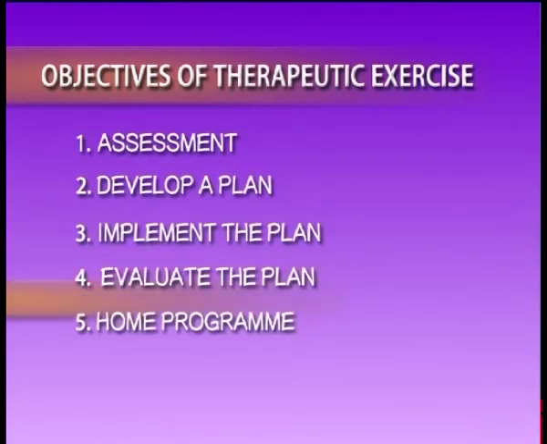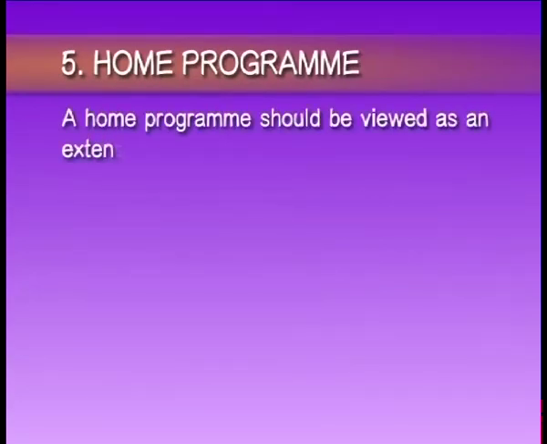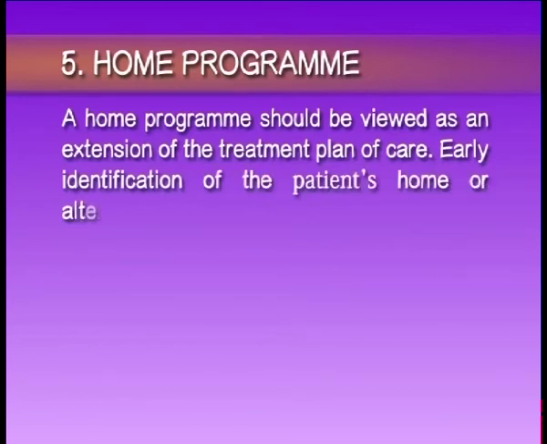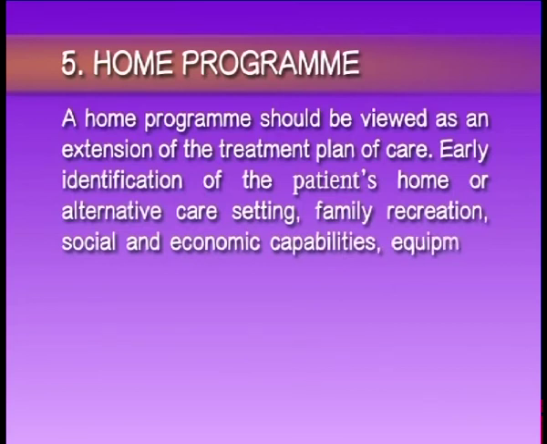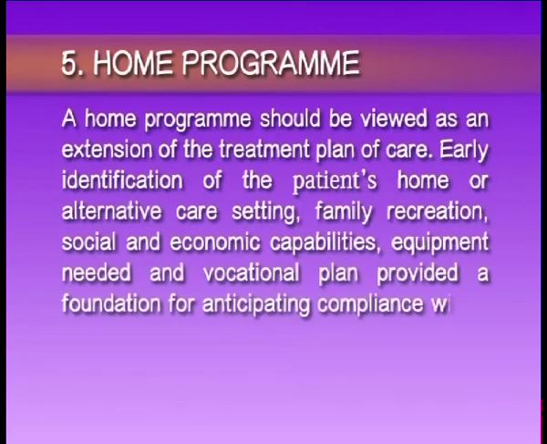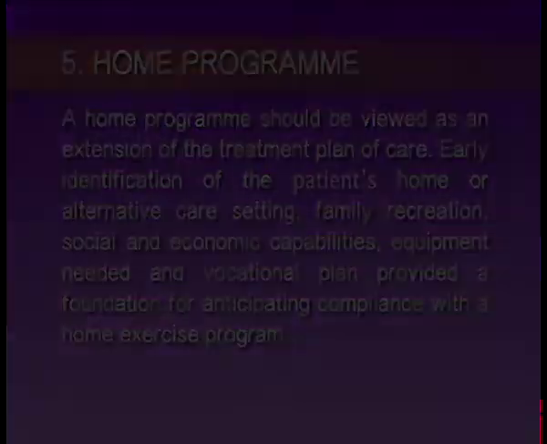And the next objective is home program. A home program should be viewed as an extension of the treatment plan of care. Early identification of the patient's home or alternate care setting, family, recreation, social and economic capabilities, equipment needed and vocational plan provide a foundation for anticipating compliance with the home exercise program. If necessary, identify who could and would work with the patient at home.